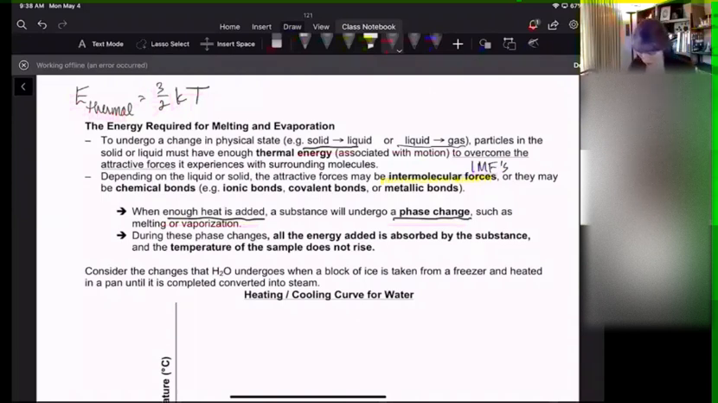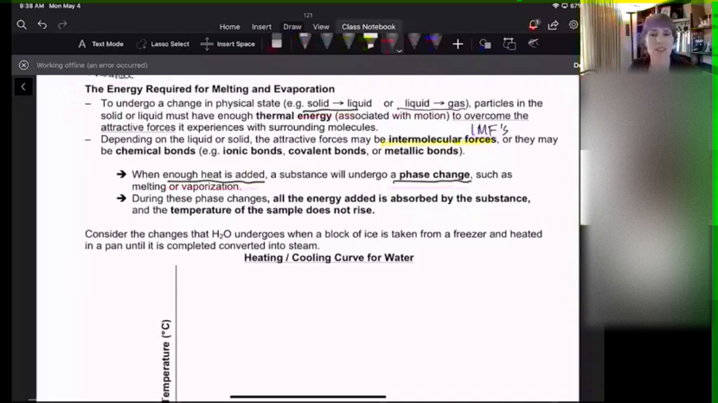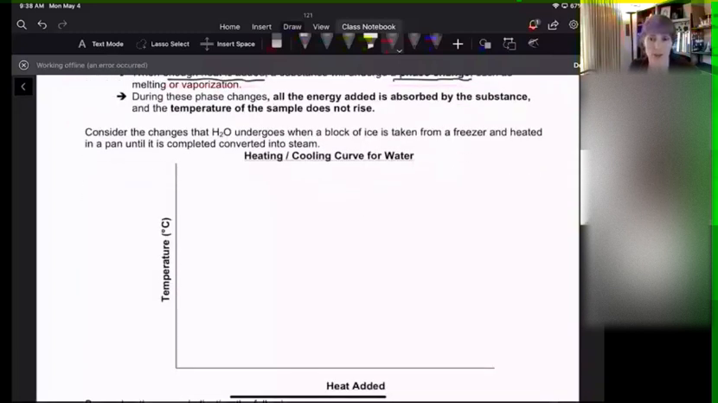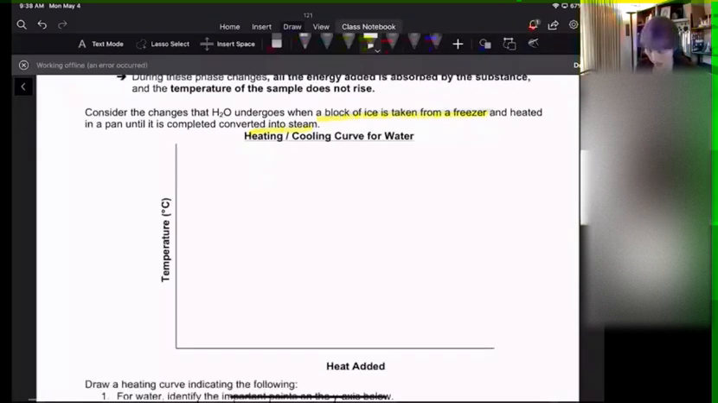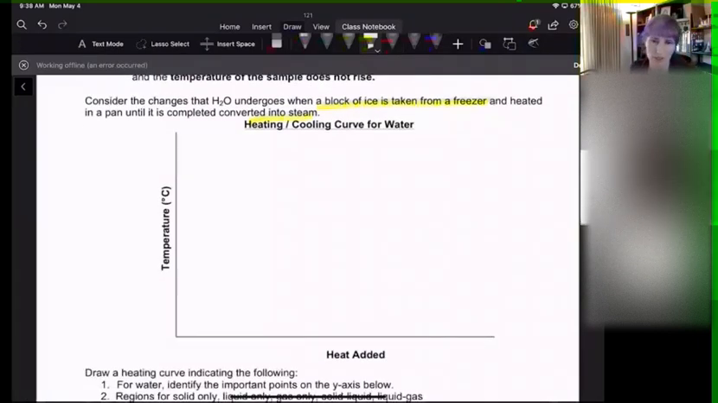So you can only raise the temperature of the liquid once the solid is all gone. And so let's take a look at what that looks like in this heating and cooling curve for water. So we're going to talk about a block of ice, and then we're going to heat it all the way into steam. So on here we have our temperature. We'll think in degrees Celsius, but when we're calculating, it has to be in Kelvin. And so let's talk about water.